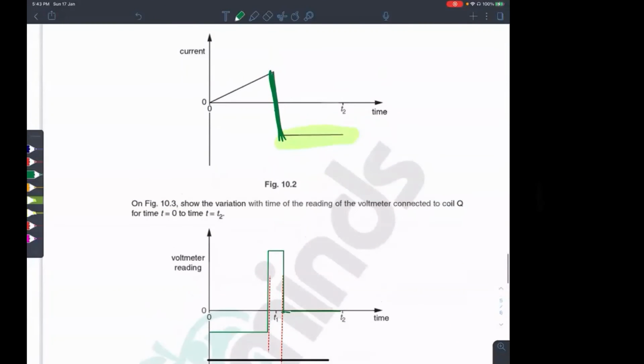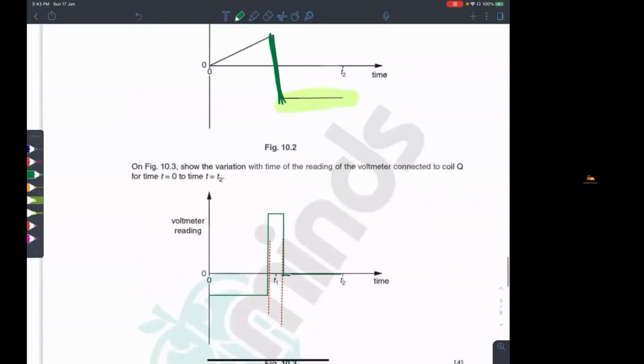So first, how many of you are actually getting what I have done? Yes, how many of you are able to comprehend or understand this graph? Okay, if all of you are getting it, it's fine.